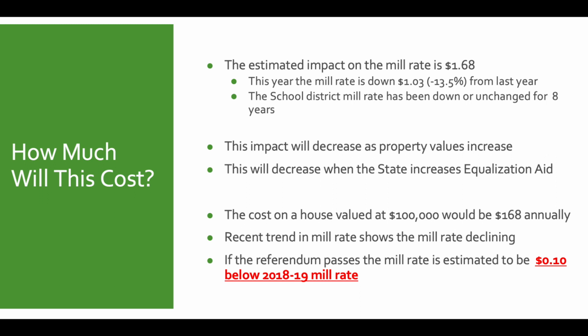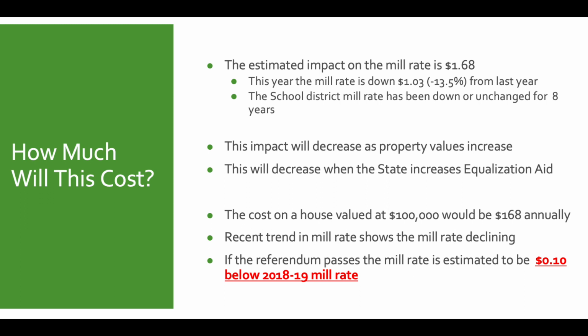And as property values increase, and the state gives us more aid, that can reduce that impact. There's a lot of things that can reduce that impact. I always believe in giving the worst scenario on taxes so that no one comes back to me later and says, you said it was going to cost me this much and it cost me this much. So we're estimating, trying to give you the total dollar cost. As I said, this decreases as property values increase and as state aid increases. So it gives us an idea of where we are.